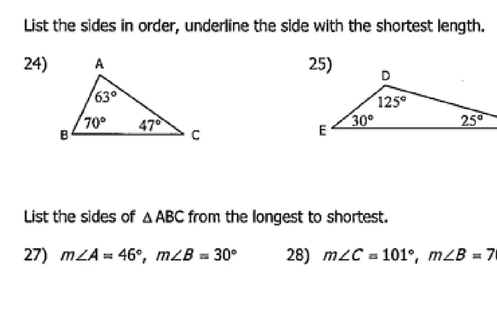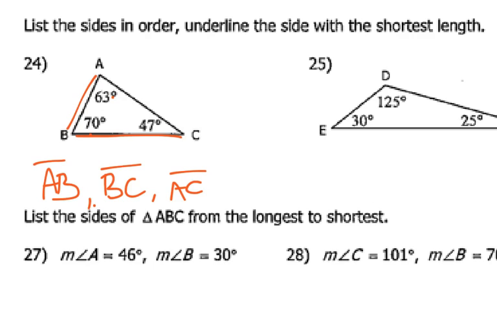Okay, 24 says list the sides in order, underline the side with the shortest length. So again, we're just doing the same type of work. Of course, 47 degrees will be the shortest one, so line segment AB would be the shortest. Then we go 63, so that would be BC. And then we have 70, which would be AC.